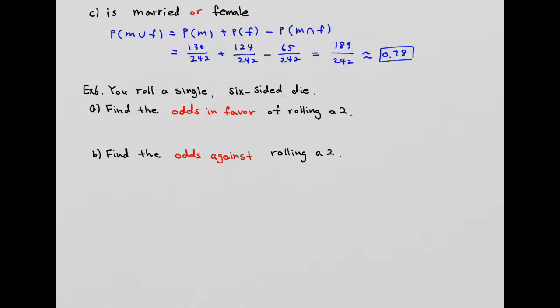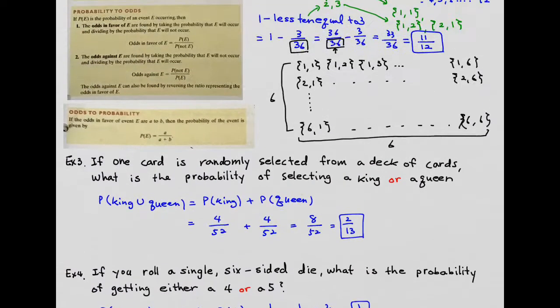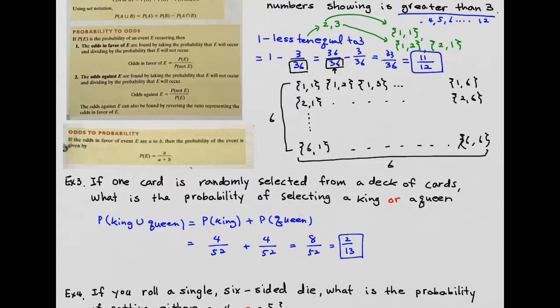So now, example 6, we're going to look at an example involving odds. So we have odds in favor and odds against. And if we look at the formula right here, this is what odds are, right? We have odds in favor and odds against. So that's the formula we're going to use.